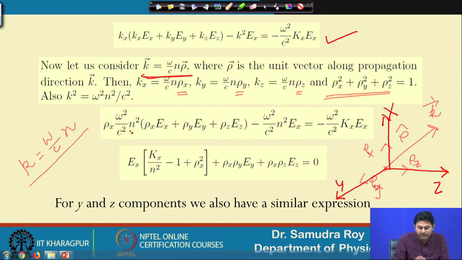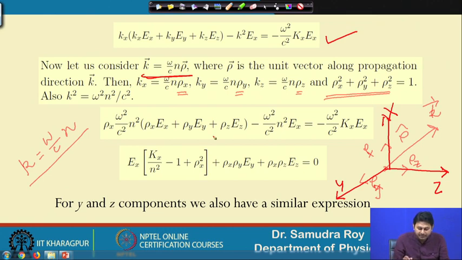So, that is why the square term is here, and rho x is sitting because here we have k x. Here we have k square. So, k square is nothing but the amplitude of k squared, and then E x as usual, and omega square by c square big K x E x.